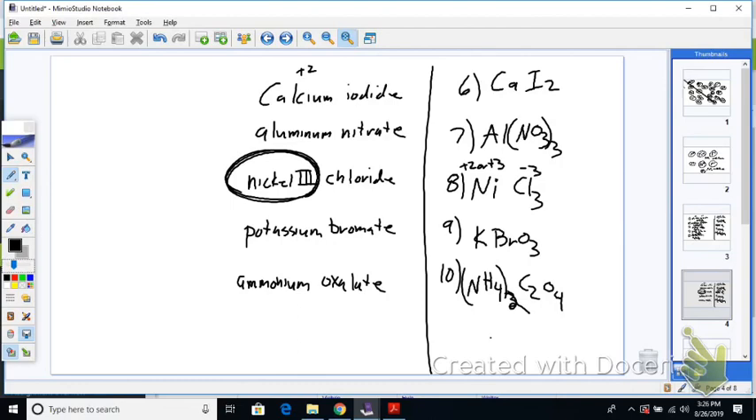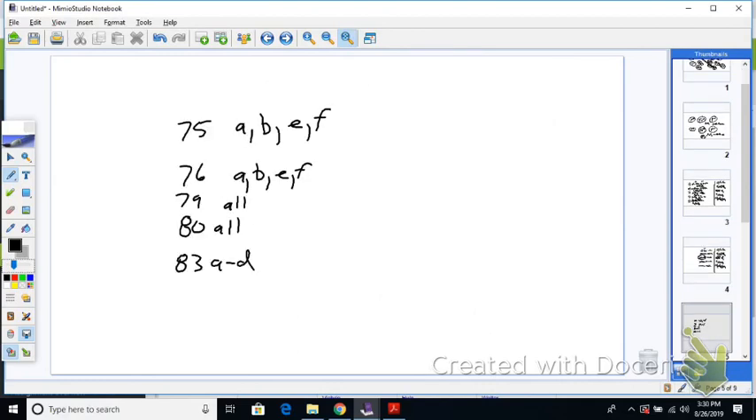All right, so again, you're going to do page 67. You can do 75 ABEF, 76 ABEF, 79 and 80, all of them, which are just 4 each, and 83 A through D, which would be 4.